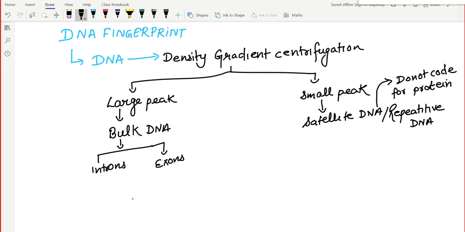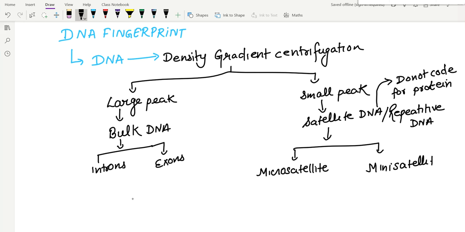Now this satellite DNA is of many different types, but we are going to deal with only two. One is called the microsatellite and one is called the minisatellite. Microsatellite and minisatellite are basically repetitive sequences. Now let us try to understand what a repetitive sequence is.